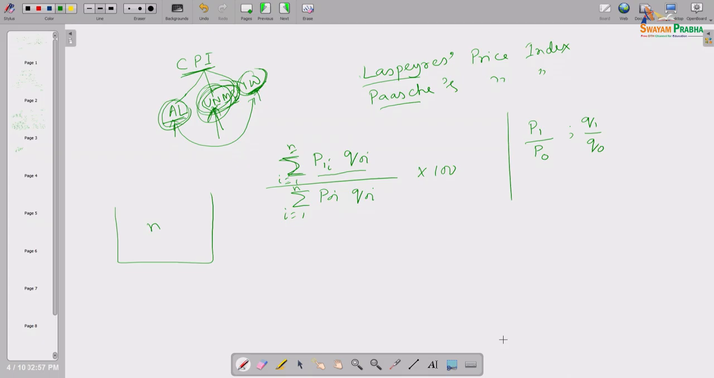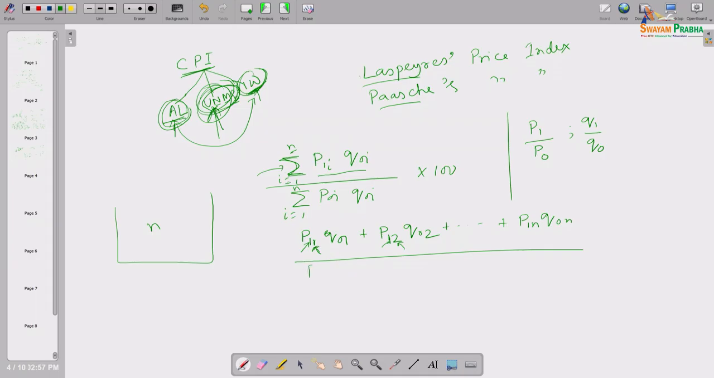Base period means, suppose we are calculating the consumer price index, price index relative to what base? Say maybe 2015 is the base period. So if I calculate that, n different commodities are there. The numerator is basically P11 Q01 plus P12 Q02. Look here, the first subscript represents the current period, the second one represents the commodity within the consumption basket. Here P1 means current period, second commodity, and in that way up to P1n Q0n, if you expand the numerator.